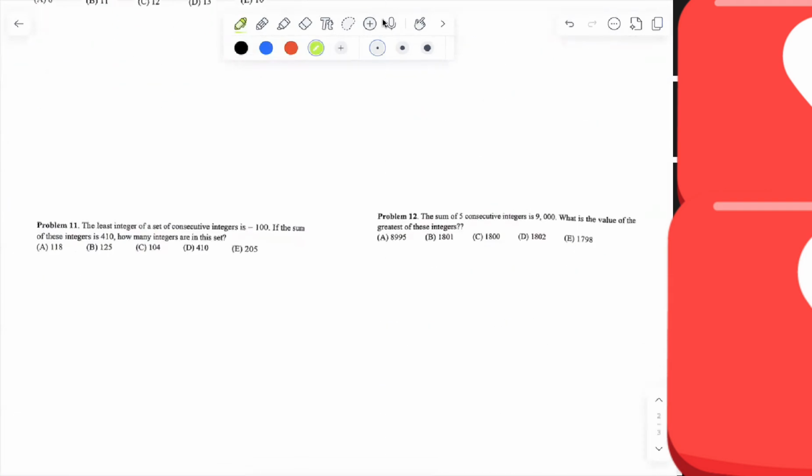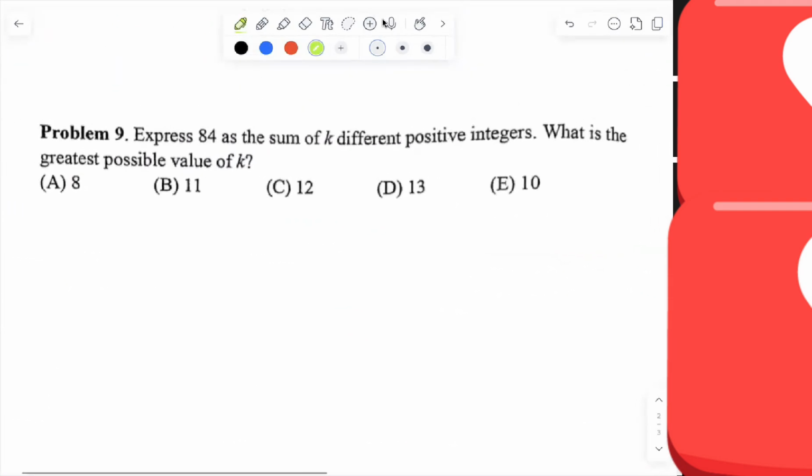Let's move on to problem 9 now. Let's express 84 as the sum of k different positive integers. What is the greatest possible value of k? Alright, let's think about this. Is it possible we just use n times n plus 1 divided by 2? Is it possible? Let's see. If you were to calculate this, 13 might work, but actually it does not work. And then 12, you can test all you can, but it doesn't work.